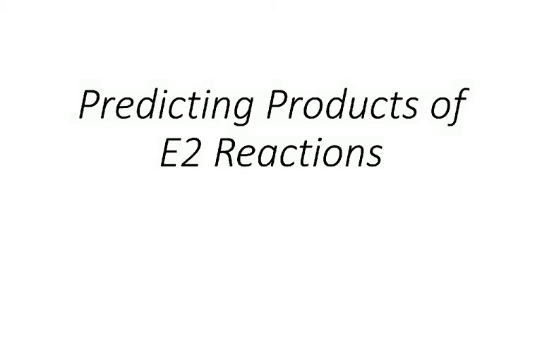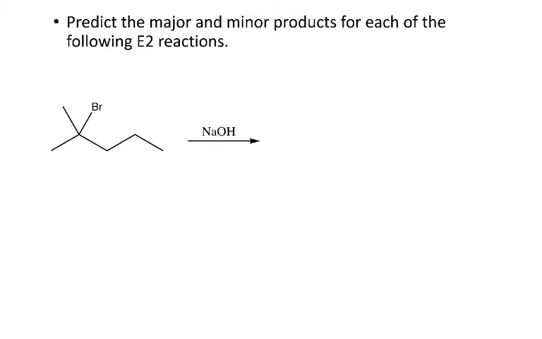Okay, in this video, we're going to look at some examples of predicting products of E2 reactions. So we want to predict the major and minor products of the following E2 reaction. In our E2 reaction, we're going to lose the halogen, and then we're going to lose a hydrogen on one of the beta carbons.